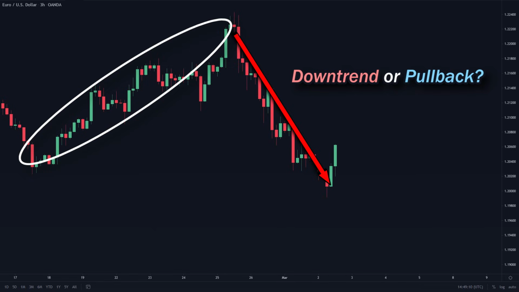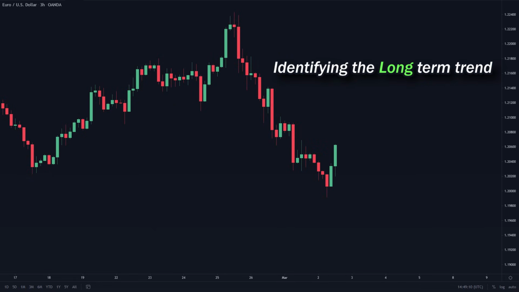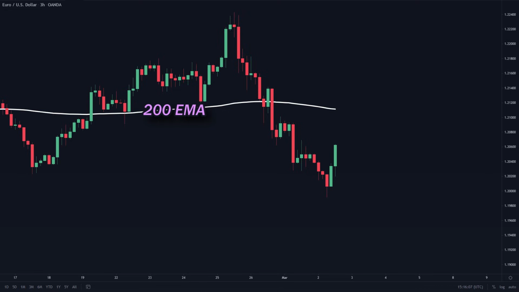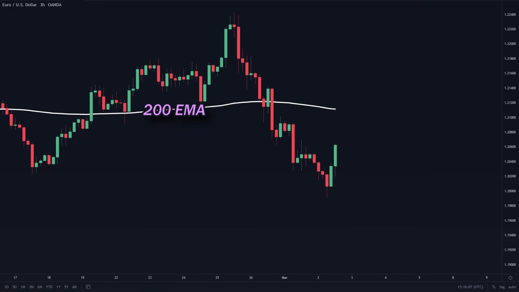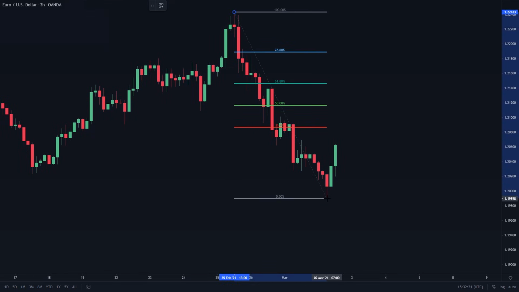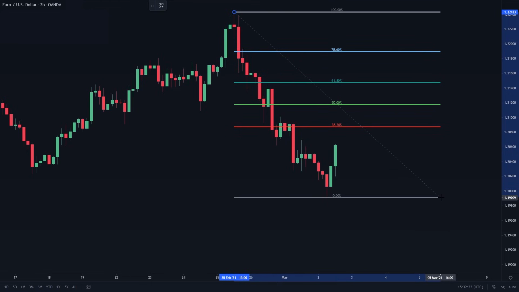Well, the way we know that is by identifying the long-term trend using the 200 EMA indicator. And in this example, we can see that the price is below the 200 EMA, meaning this downwards movement is in fact a downtrend. Now, once you've identified the downtrend, the next step is applying the Fibonacci retracement tool. And since it's bearish, you want to start from the swing high and connect it to the swing low. And again, drag it to the right to extend the levels.